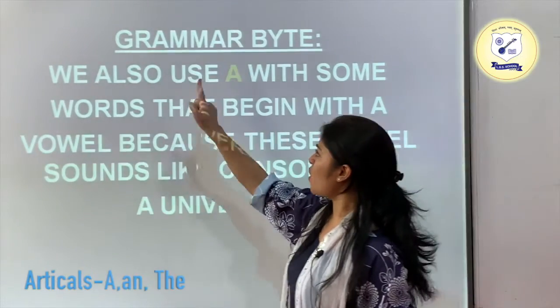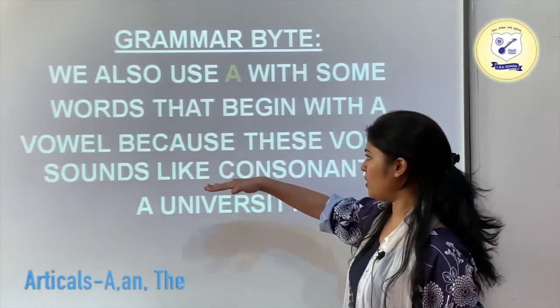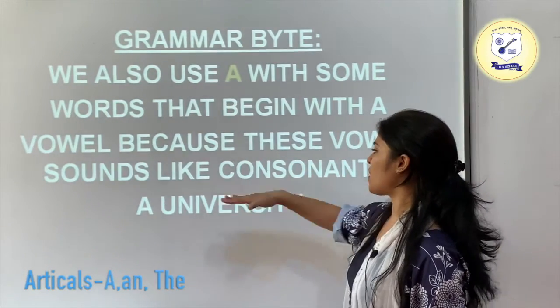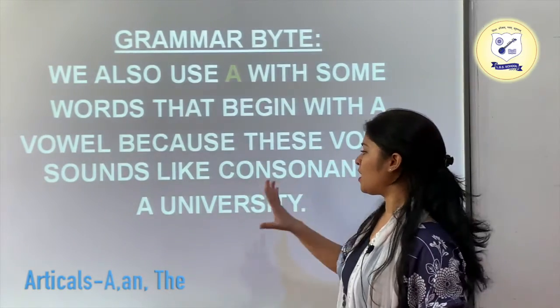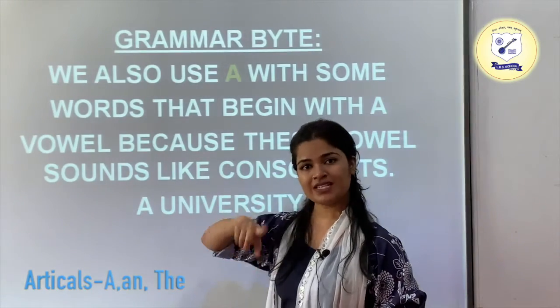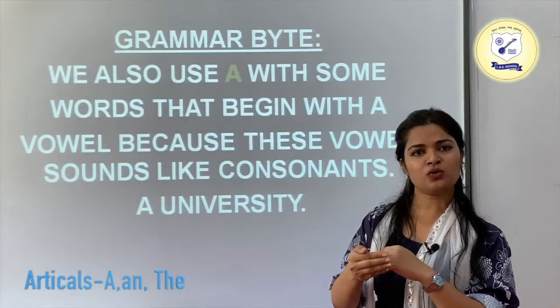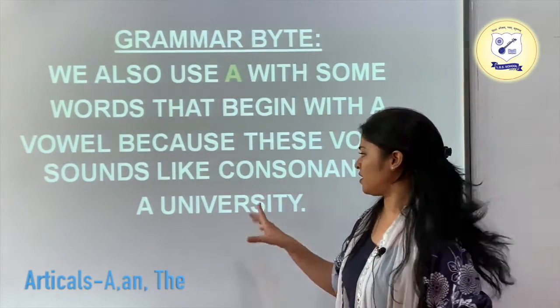The second thing is, we also use a with some words that begin with a vowel, because these vowel letters sound like a consonant, like university. When you are talking about it, this begins with U, but when you pronounce it, it sounds like Y. So what we use is a university. Okay.